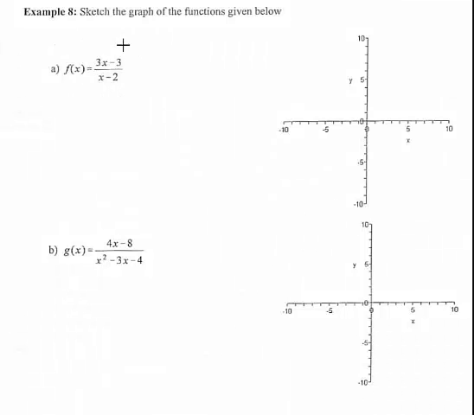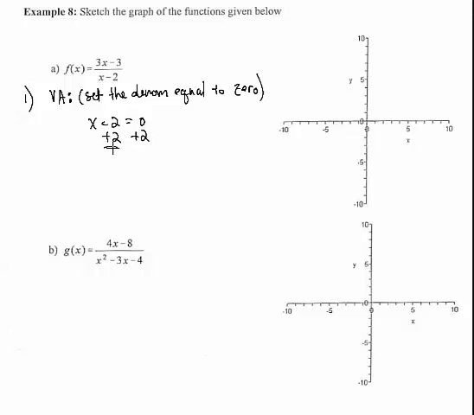Example 1, we have 3x minus 3 divided by x minus 2. And so step 1, the vertical asymptotes. In a nutshell, we set the denominator equal to 0, x minus 2 equals 0, so we add 2 to both sides. So located at x equals 2, we have a vertical asymptote.